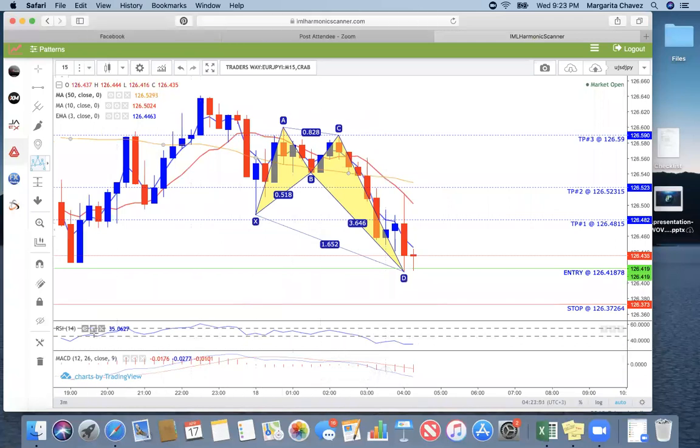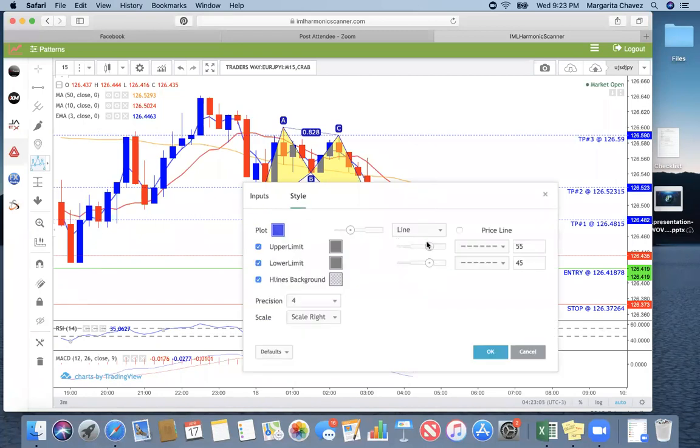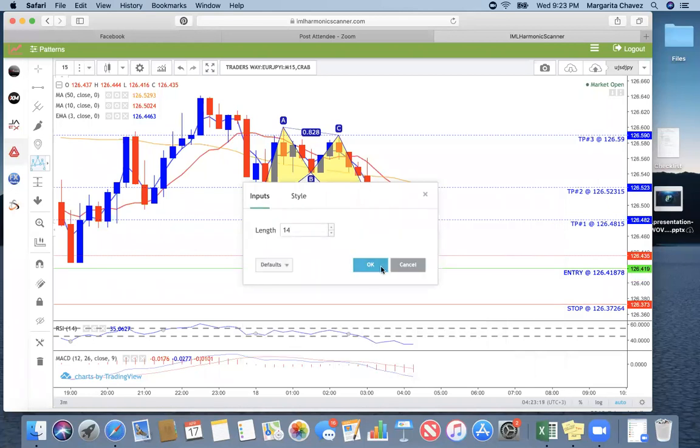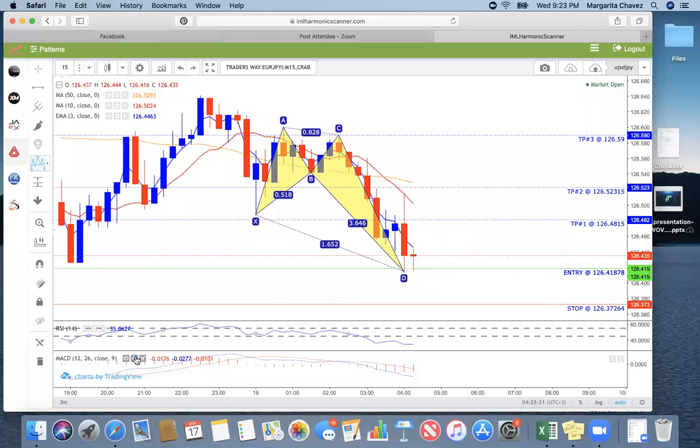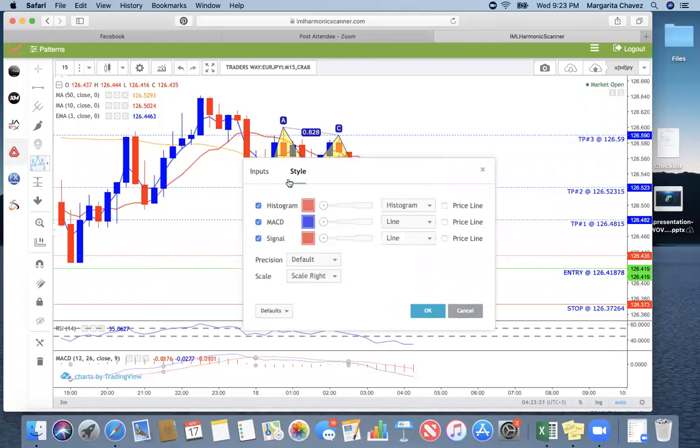Okay, so then this is going to be a number 14. And the price line is going to be a 55 and a 45, and you're going to make it thicker. And this is going to be the style. And input number 14. The MACD at the very bottom, format, you're going to leave everything the same. You can go to style, and the only thing you're going to do is unclick the histogram, and you click OK.